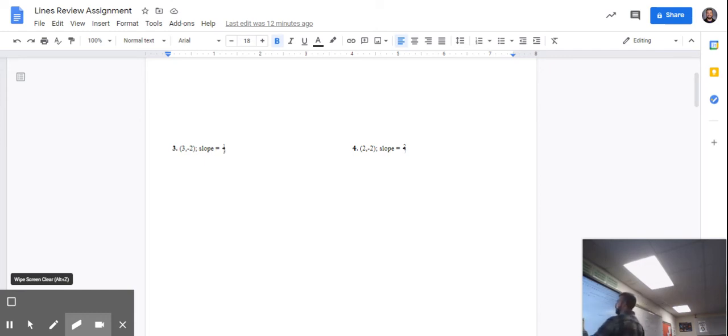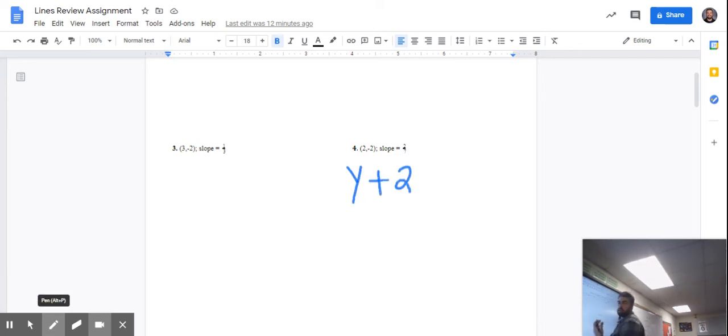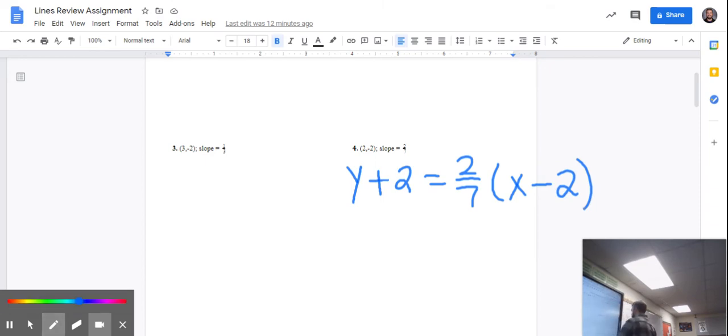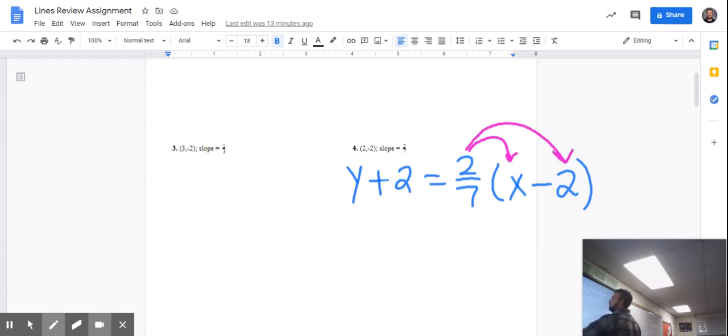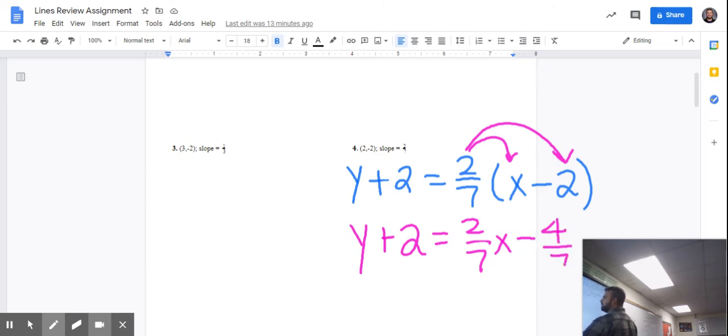Over here, last one, question number 4. We have y minus negative 2. Again, it's okay I put y plus 2 because it's minus a negative. That is equal to 2/7 times x minus 2. Okay? So, my next step, you probably can anticipate it. I'm going to distribute. y plus 2 is equal to 2/7 x, and then 2/7 times negative 2 is negative 4/7. Okay? So I'm pretty close to where I want it to be.